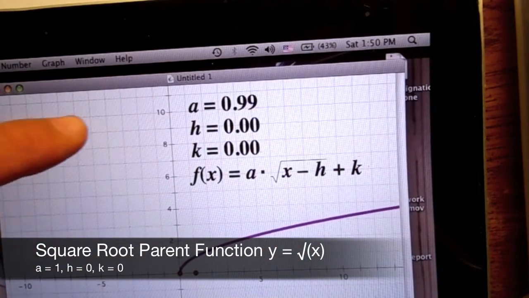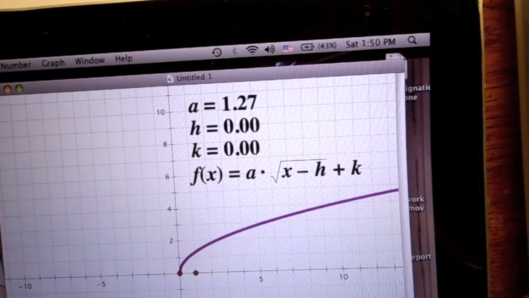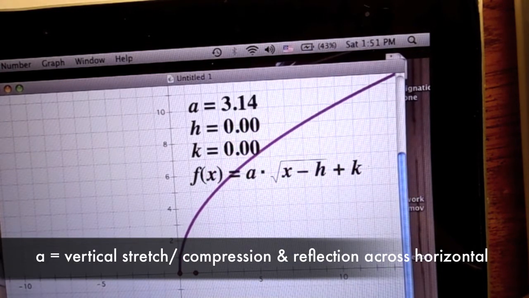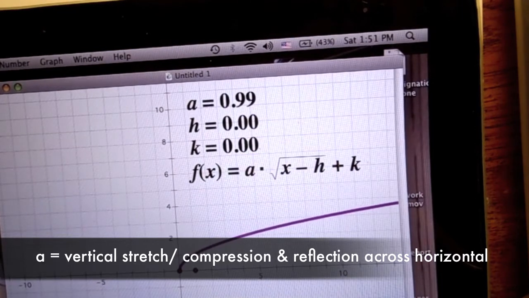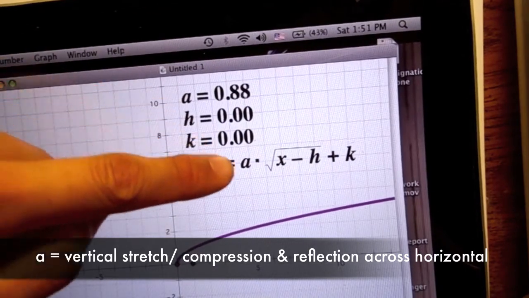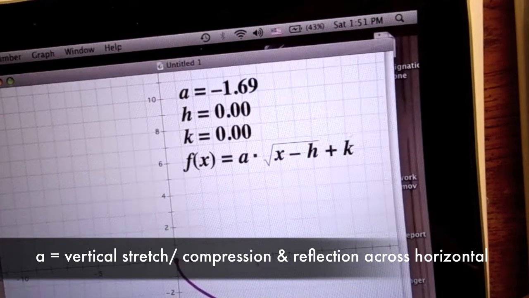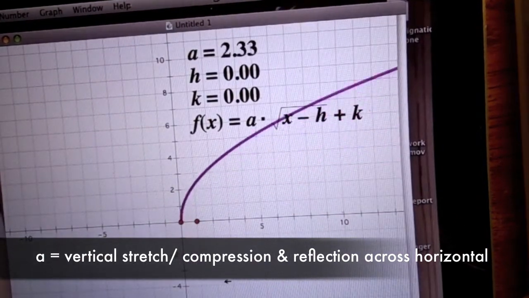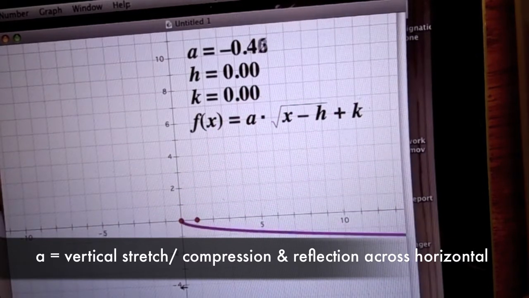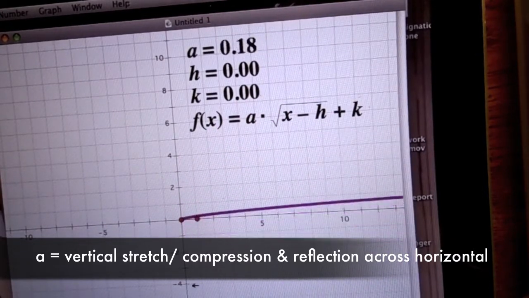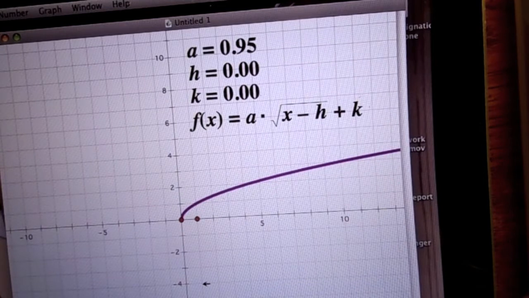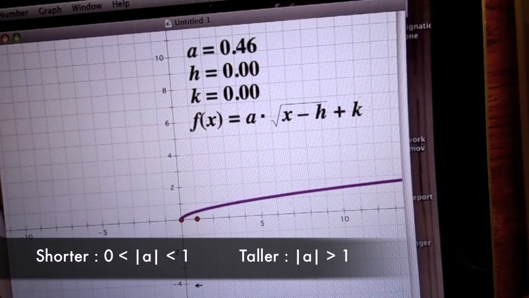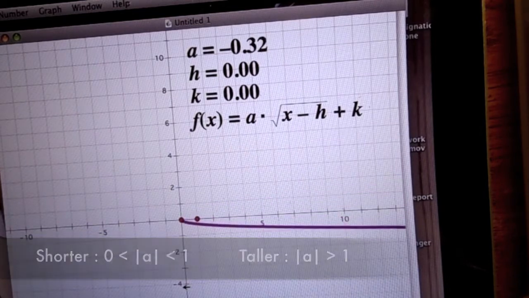So let's see what happens when I increase the a value. It is the vertical stretch. Stretchification. It gets taller or shorter. And watch as I move the a value to be a negative. It flip-flops. Reflection across the x-axis. So that's what the a value does. It gets taller, shorter, or flips it over the x-axis. At what points does it actually get shorter? Between 0 and 1. Even in the negative case? Even in the negative case. Just take the absolute value.